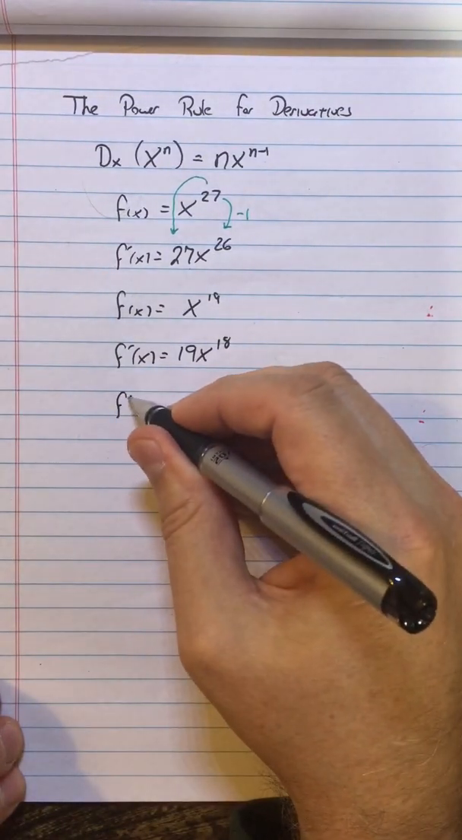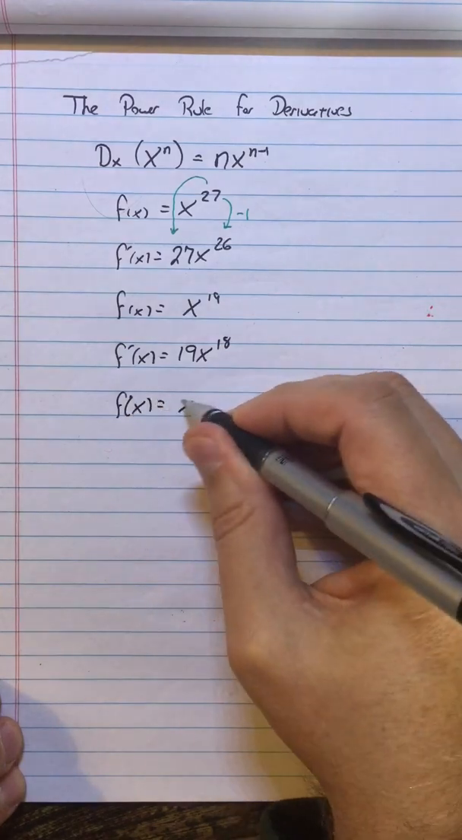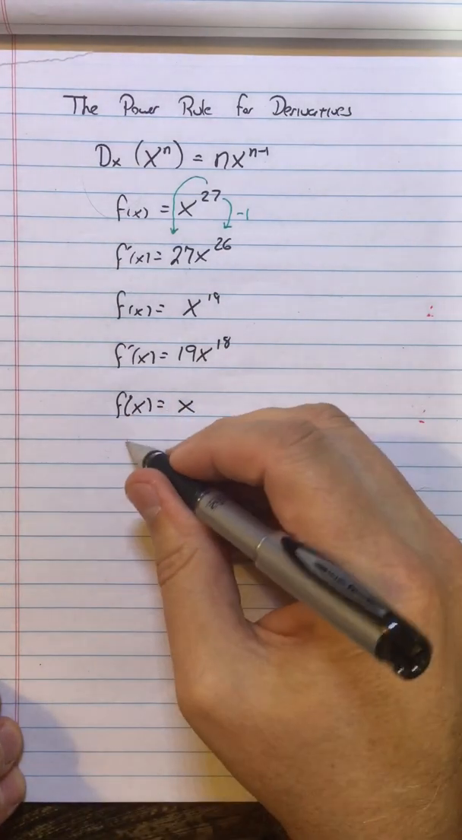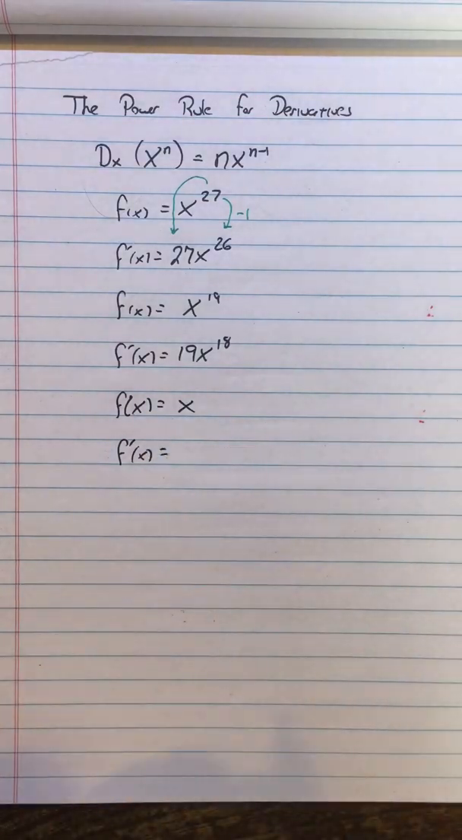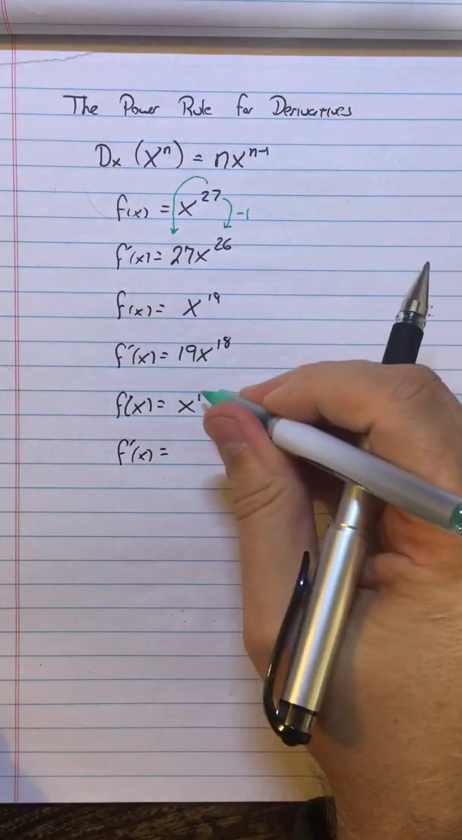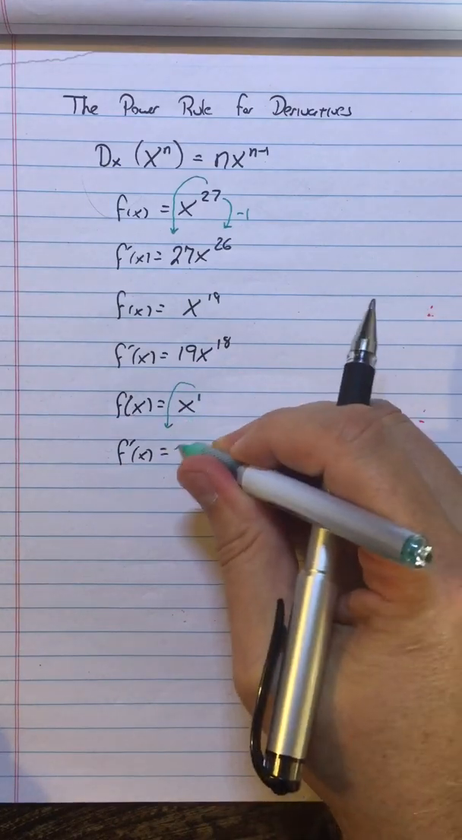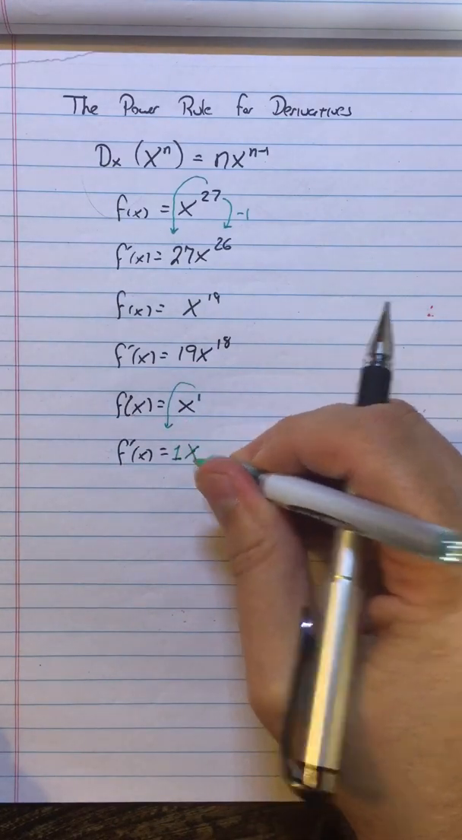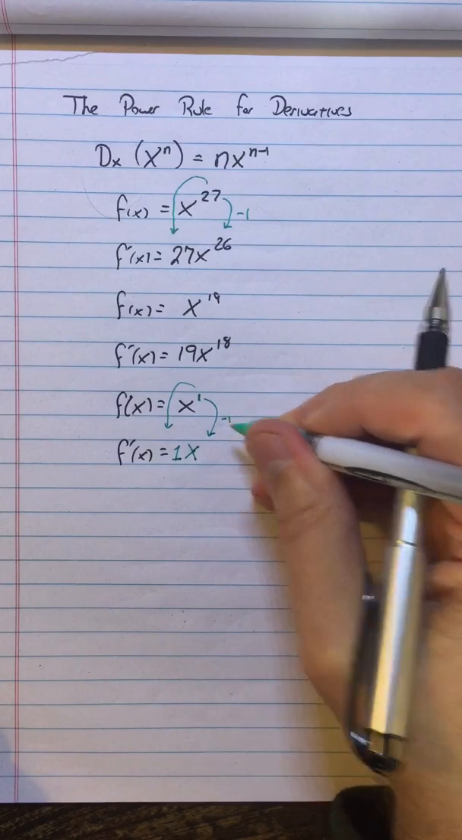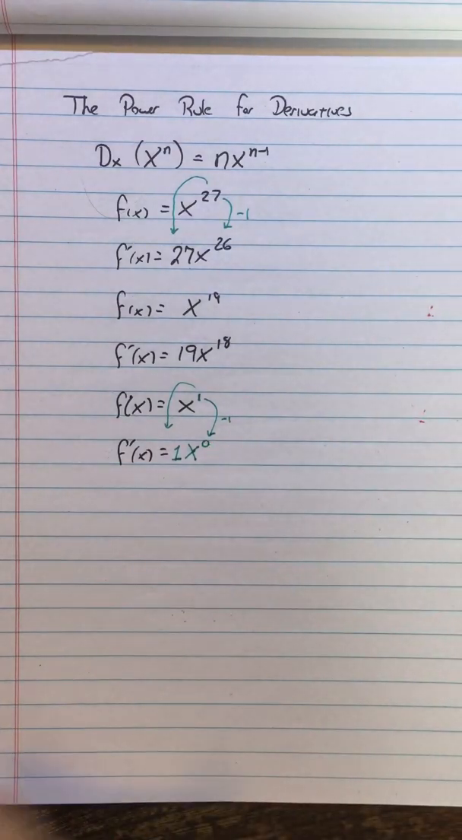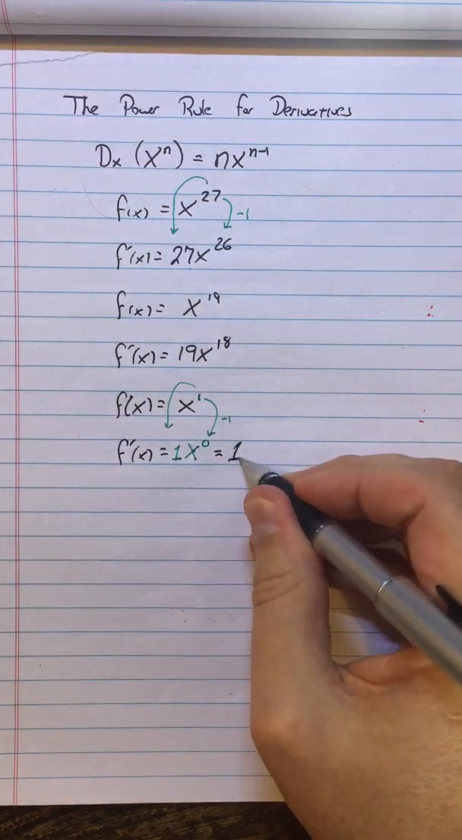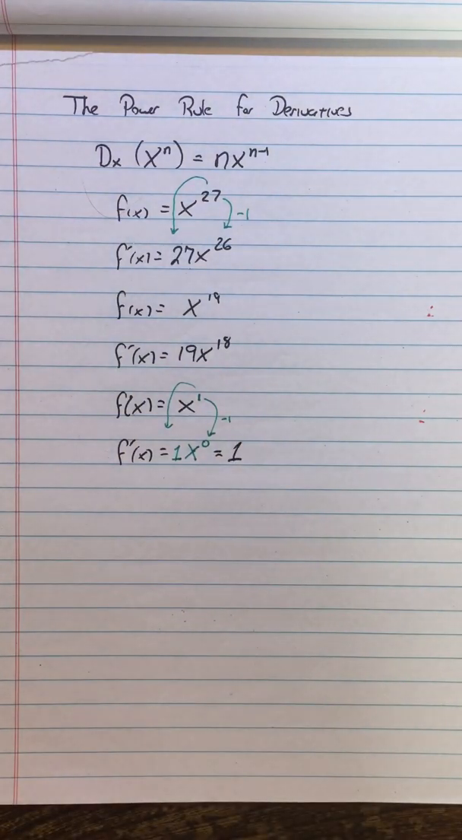What if f of x just equals x? Then what is f prime of x going to be? Well, let's see. Your exponent here is really 1. So I'm going to bring that out to the front and have 1x to the, now I'm going to drop that exponent 1, so it's going to be 1x to the 0 power. What's 1x to the 0 power? Why, it's just 1.